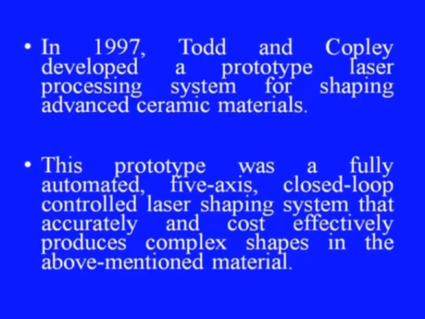The prototype was a fully automated system having a 5 axis closed loop controlled laser shaping system, which could accurately machine and cost effectively produce complex shapes in ceramic materials. As we know, ceramic materials are usually difficult to machine in conventional processing methods, but they are good candidates to be processed by using non-conventional machining methods, one of which is laser beam machining.